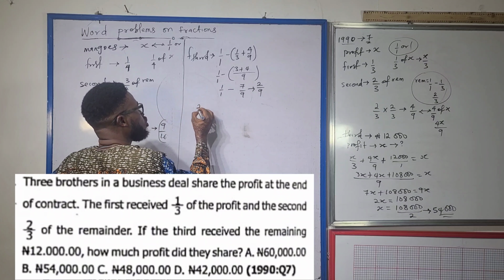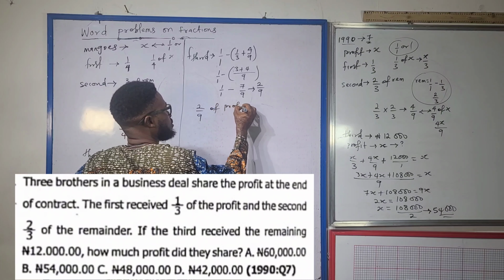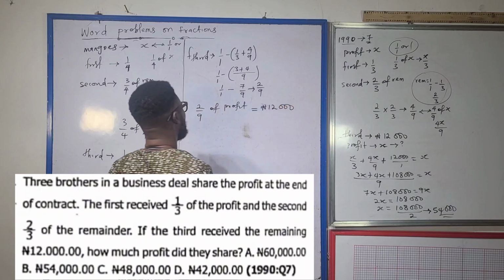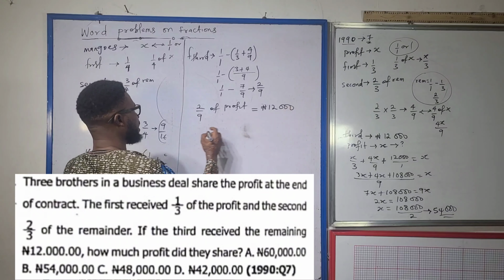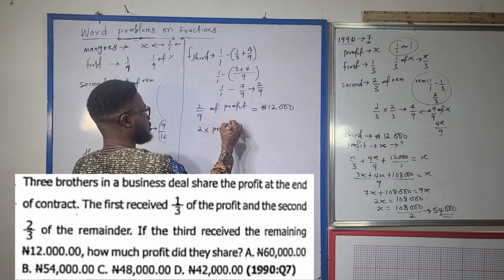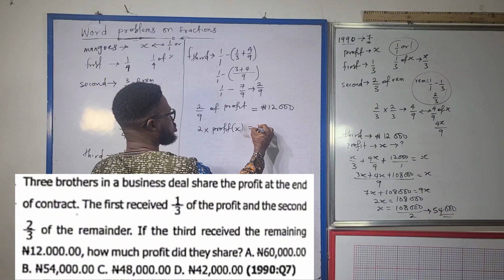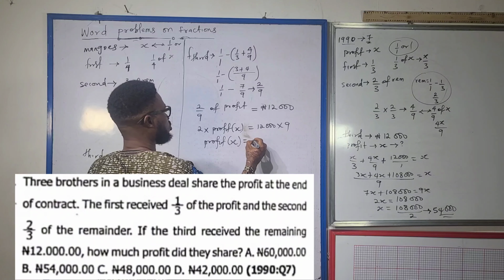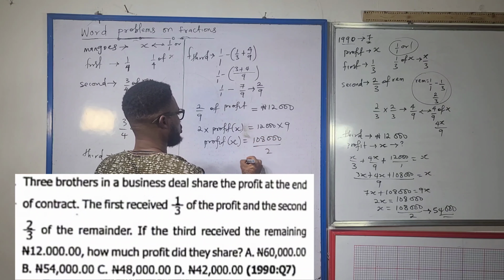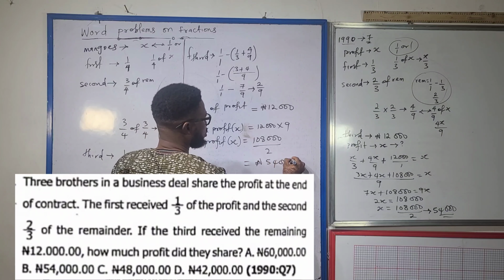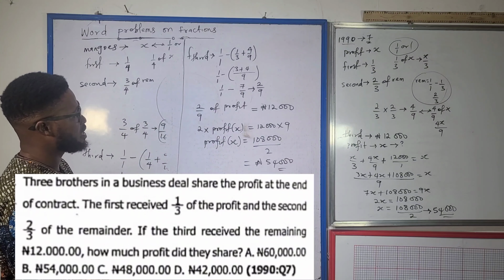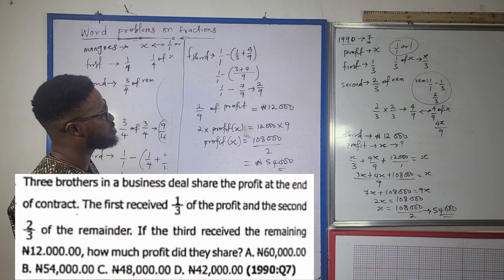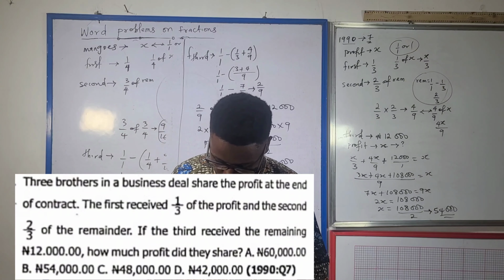So what this means is that 2 over 9 of the profit equals the 12,000 that the third person got. So the implication of this is that, moving the 9 across, I have 2 times the profit, which we represented as X, by the way, equals 12,000 times 9, so that the profit equals 108,000 divided by 2. You're still going to get 54,000. So it doesn't matter if you're going the fraction way or the real value way. Once your thinking is right and once your interpretation is right, then your answer is going to be right.